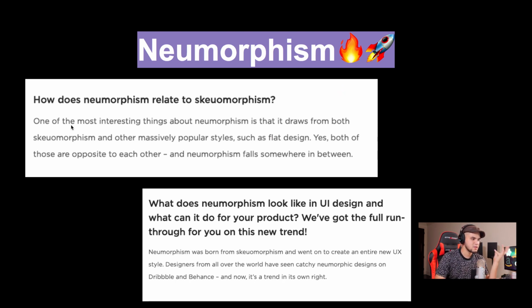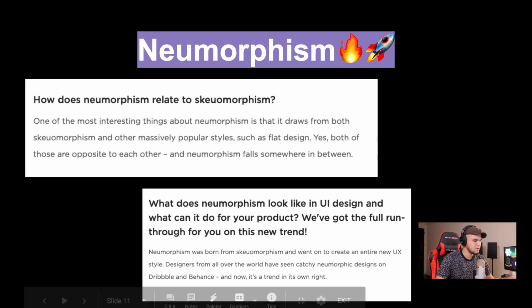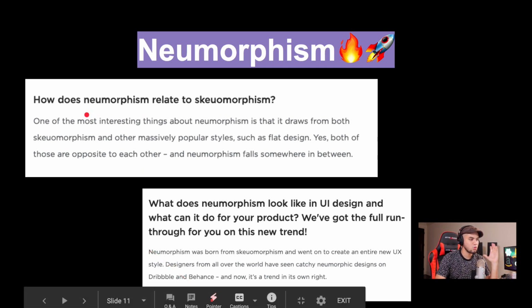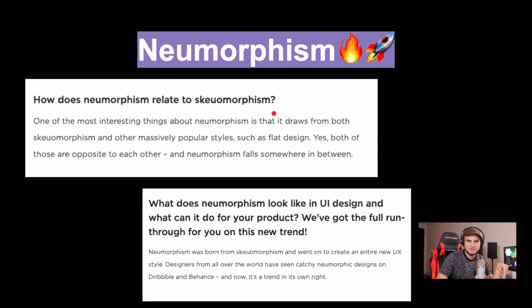So how does neomorphism relate to skeuomorphism? The cool thing about neomorphism, let me actually get my presentation tool right here. Neomorphism came from skeuomorphism. And what the frick is that, man? As Nas would say. One of the most interesting things about neomorphism is that it draws from both skeuomorphism and other massively popular styles. I want to be clear with you guys, because these seem like really big words, but in reality, they're pretty simple to understand.